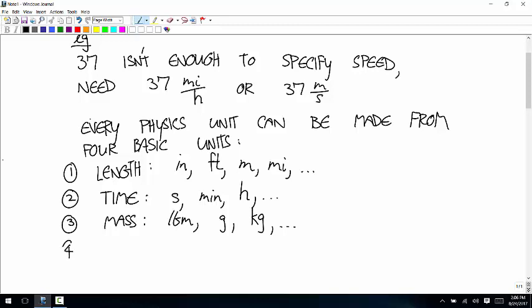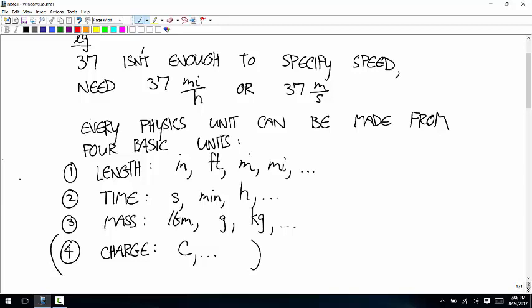And then the last one, the one of the 4 that's not going to come up in this class, is electrical charge. Those of you who are taking Physics 2, that's going to be a big topic in Physics 2, and the unit you'll use most is coulombs. But this 4th one isn't going to matter to us.